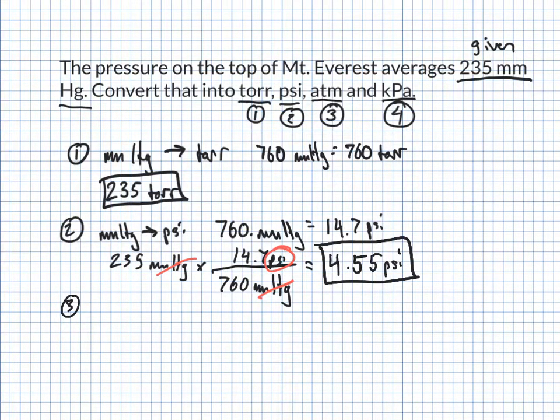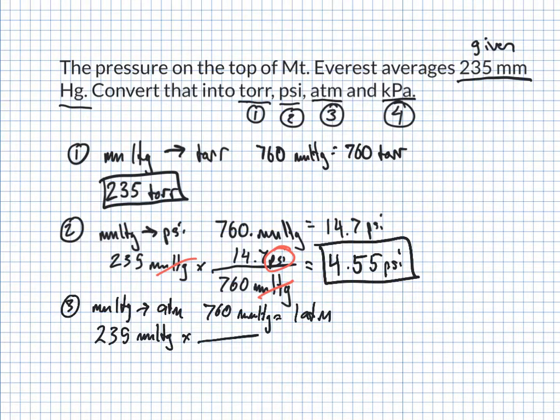Okay, for the next problem, converting that into atmospheres. Okay, so millimeters mercury into atmospheres. Again, so 760 millimeters of mercury equals 1 atmosphere. So 235 millimeters mercury times, again, millimeters mercury is in the numerator, so I need it down the denominator. So my 760 millimeters mercury goes in my denominator, and my 1 atmosphere goes in the numerator. Millimeters mercury cancels, leaving me with ATM.